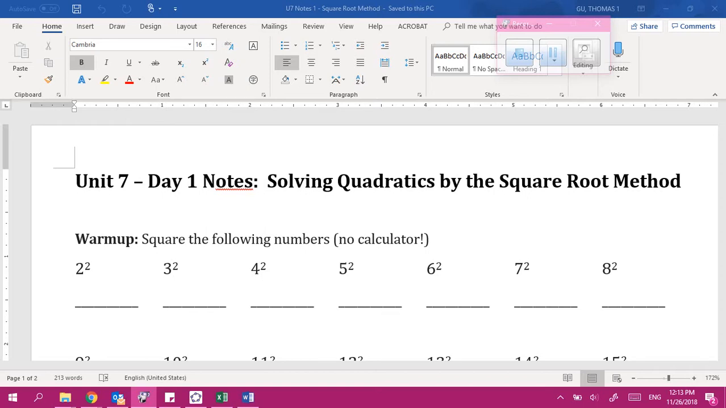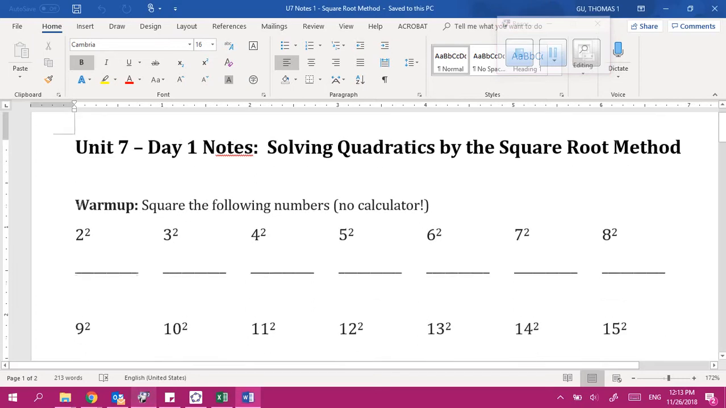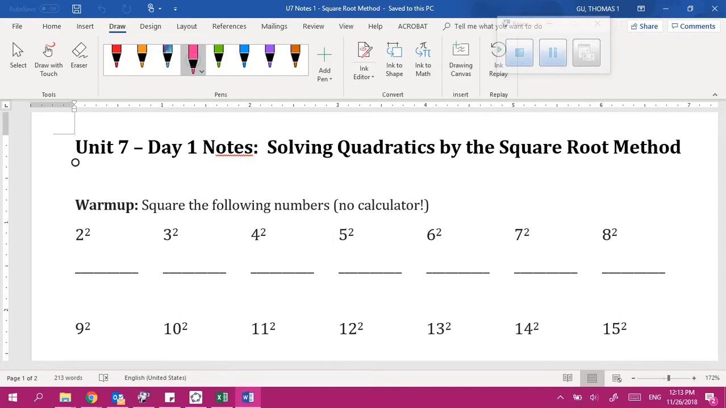This is Unit 7, Day 1 notes. In Unit 7, we're going to be finding a bunch of ways to solve for x, and today it's going to be by the square root method. First, we did the warm-up already, just squaring numbers, making sure we know how to do our times tables. So let's go through these really quickly.